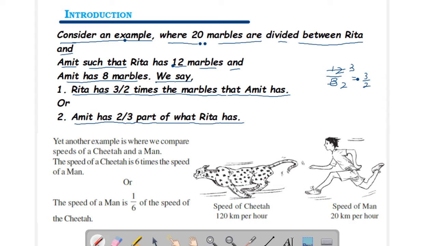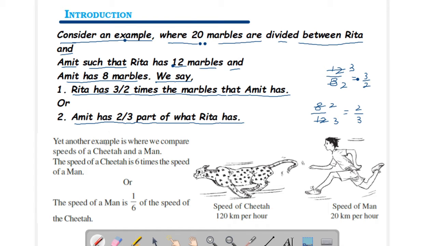How will you get this ratio? Here Amit has 8 marbles and Rita has 12 marbles. Write in fraction 8/12 and again divide by 4. You will get 4 twos are 8 and 4 threes are 12. That is 2/3. So we say that Amit has 2/3 part of what Rita has.